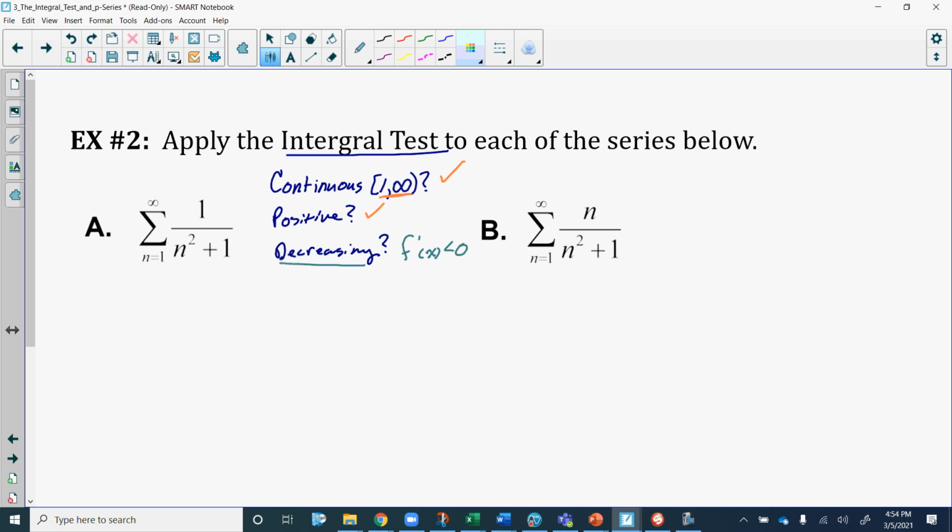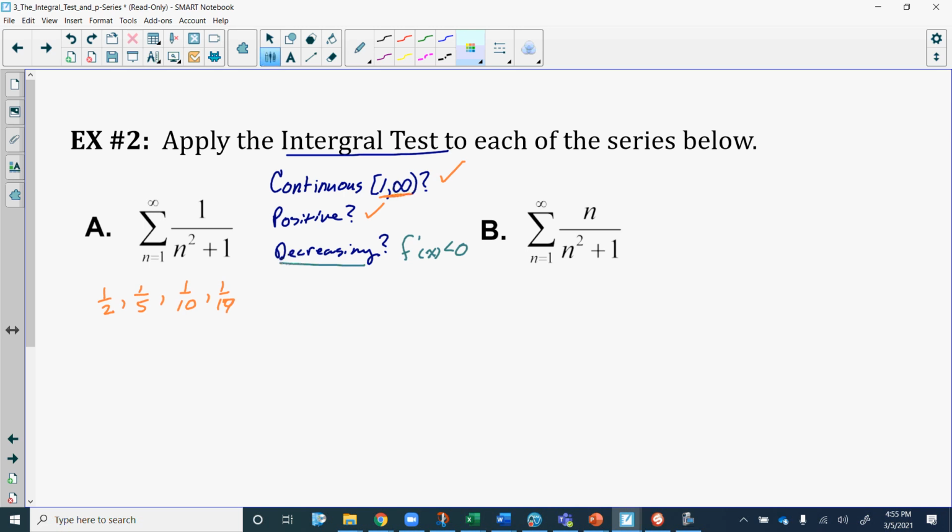Now, is it increasing or is it decreasing? Personally, I think the numbers are going to be a little bit easier to see, because when n is 1, we can get a 1/2. When n is 2, I'm going to get a 1/5. When n is 3, I'm going to get a 1/10, and so on.